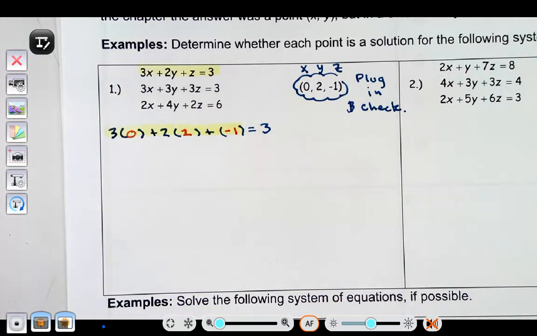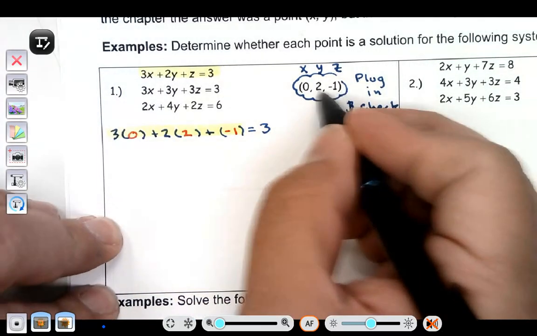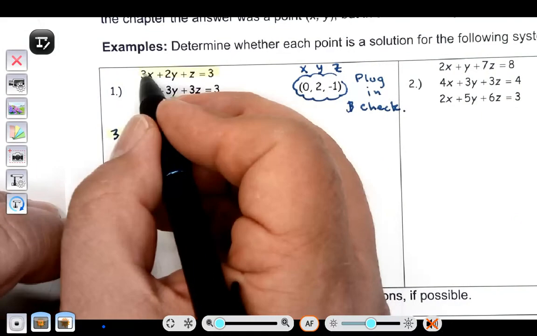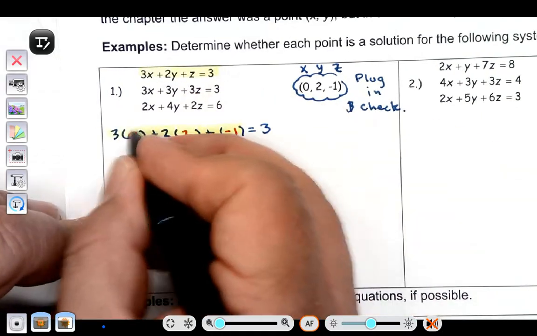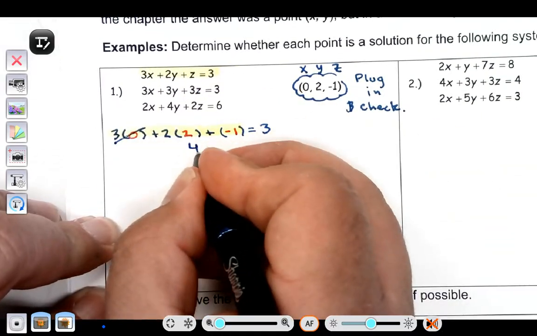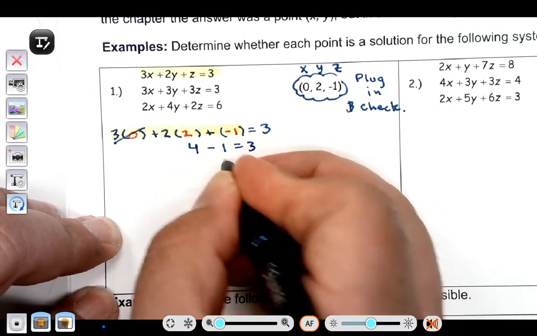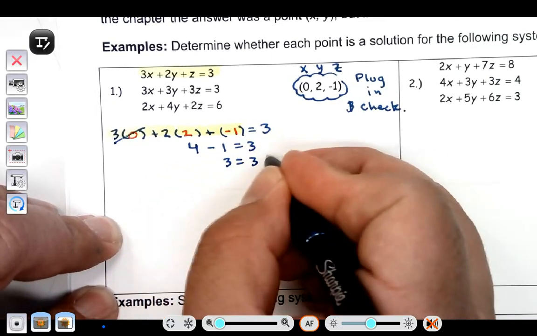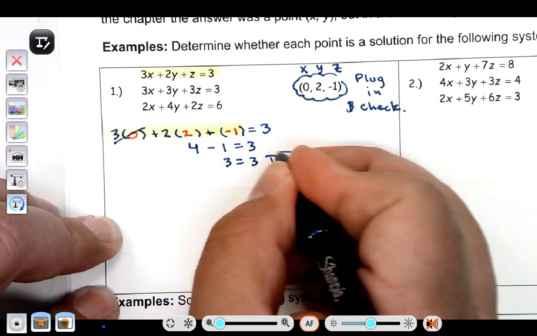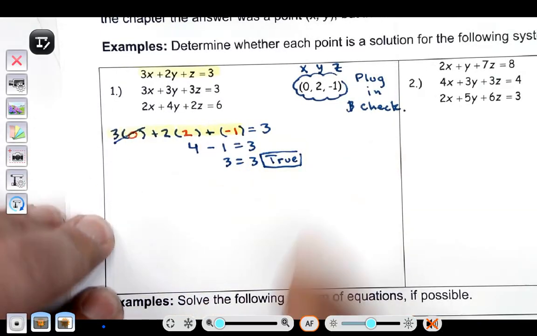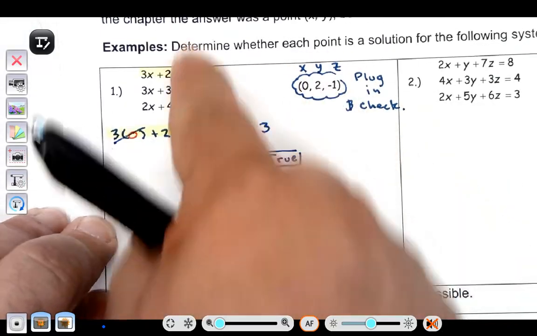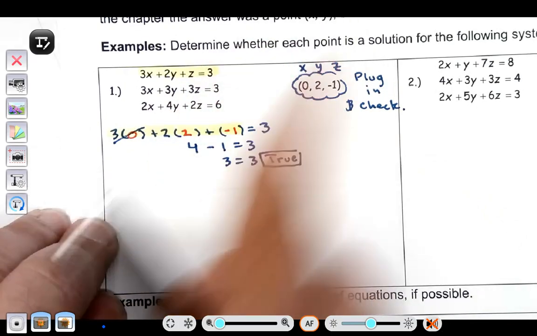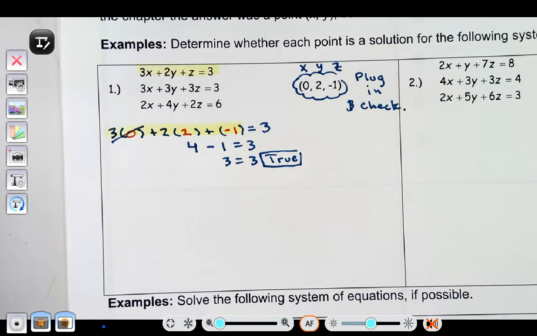All we're doing is checking. We're checking to make sure these three numbers actually work for the first equation. So 3 times 0 is gone. 4 minus 1 is 3, and 3 equals 3. That is a true statement. So far, so good. Does that mean that this is the point where all three lines intersect? Not quite yet. We still need to check the others.